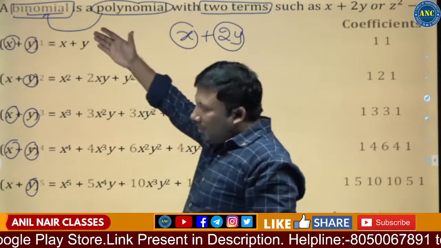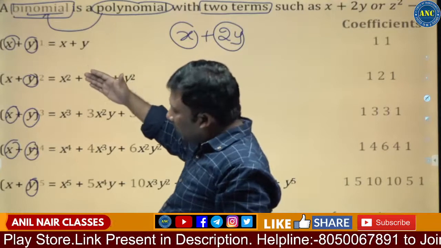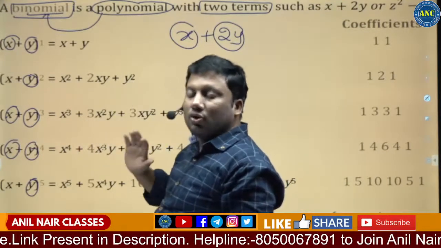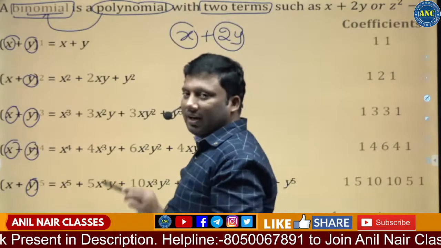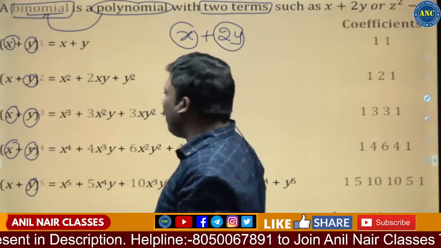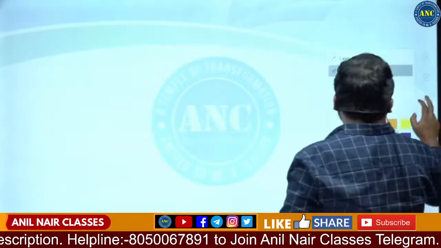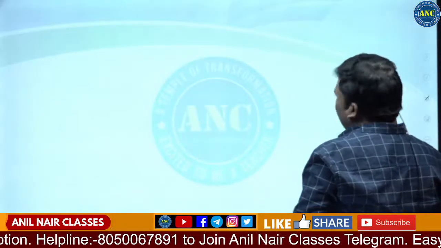The power can be 1, power can be 2, power can be 3, power can be 4, power can be 5, and so on and so forth. Listen carefully. I hope the definition of a polynomial is clear to you. Now, listen very carefully.